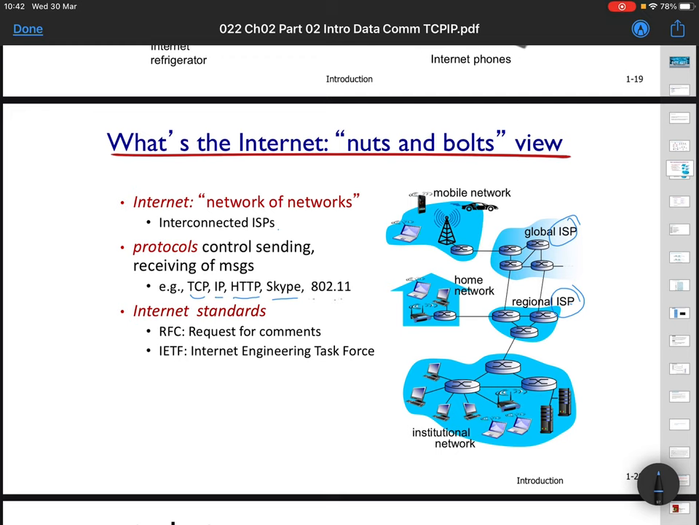Internet standards: you have RFC and IETF. RFC means Request for Comments, and IETF is the Internet Engineering Task Force. Okay, so this is an overview of the internet.